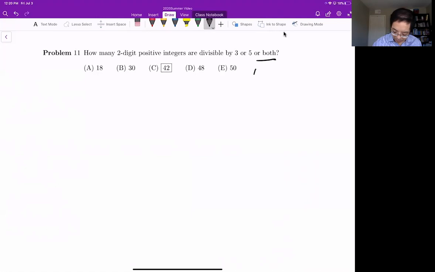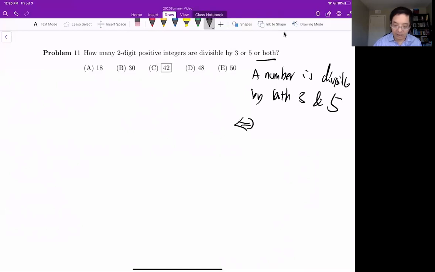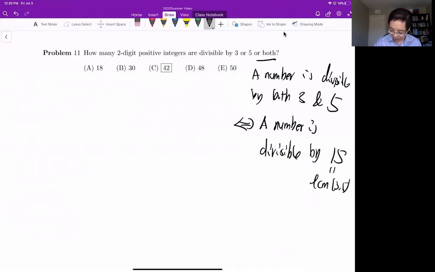So I need to emphasize, a number is divisible by both 3 and 5. This is equivalent to saying it's divisible by the LCM of 3 and 5. LCM means the least common multiple, right? So it's equivalent to say the number is divisible by 15. So 15 is the LCM of 3 and 5. LCM represents the least common multiple.